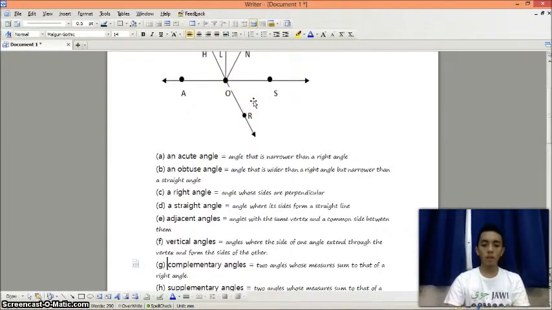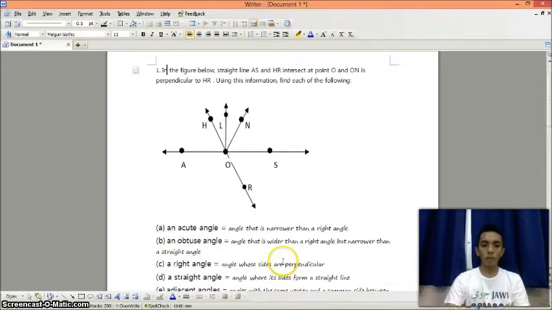Next is a complementary angle. These are two angles whose measures sum to that of a right angle. Here we can see that angle SON and angle SOL, when we combine them both, we get 90 degrees, and that is the answer, angle SON and angle SOL.